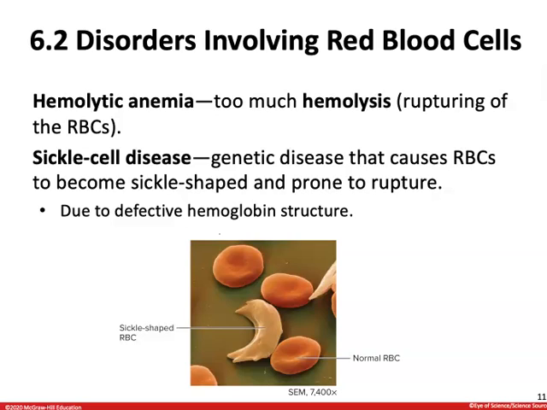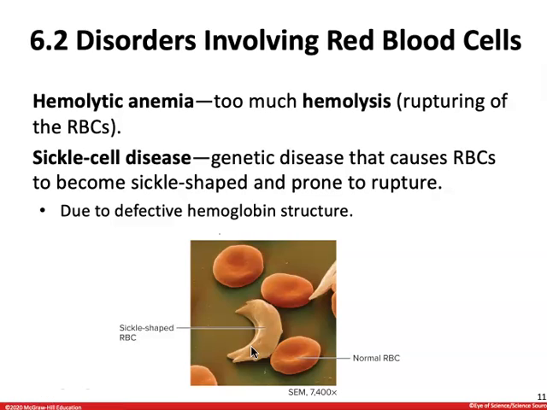Sickle cell disease is a genetic disease that causes red blood cells to become sickle-shaped and prone to rupture. So here is that sickle cell-shaped red blood cell. A healthy red blood cell has this sort of round biconcave disc. A sickle shape has, of course, a sickle shape. The danger to this is that they become very fragile, very brittle. They're prone to rupture. This is caused by a defective hemoglobin structure.